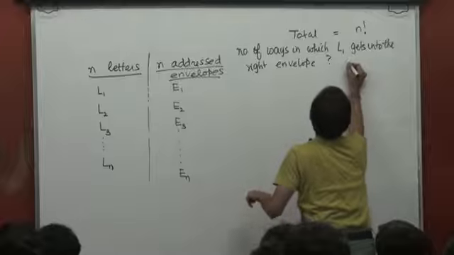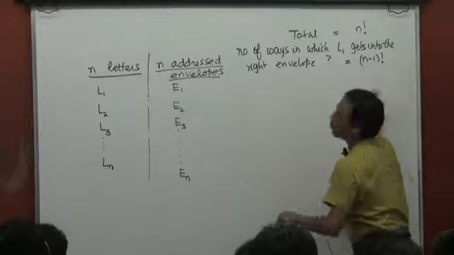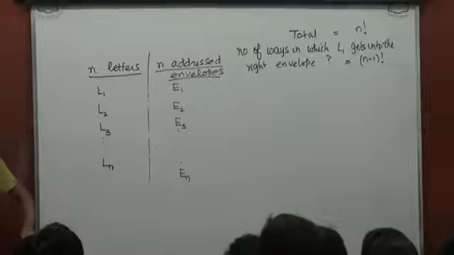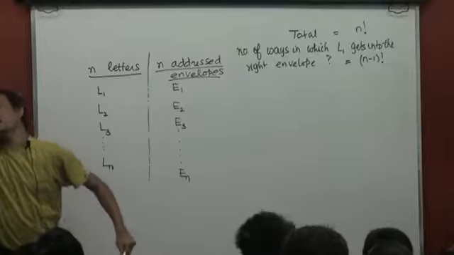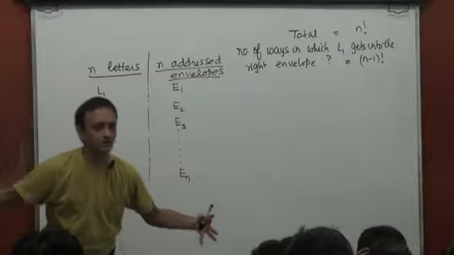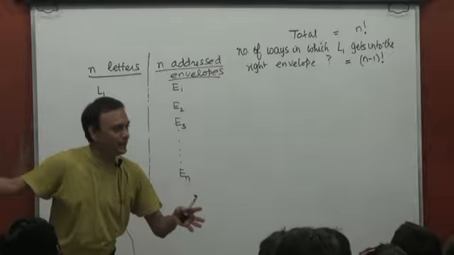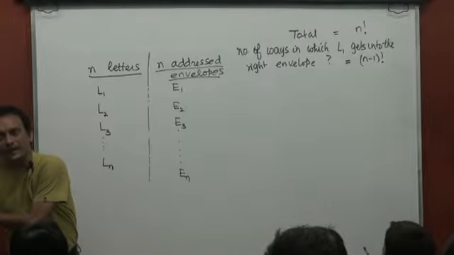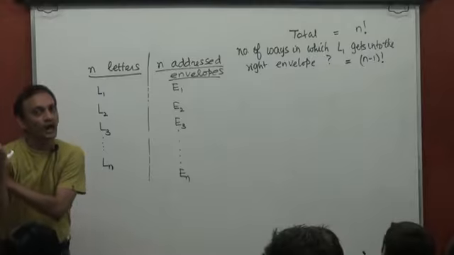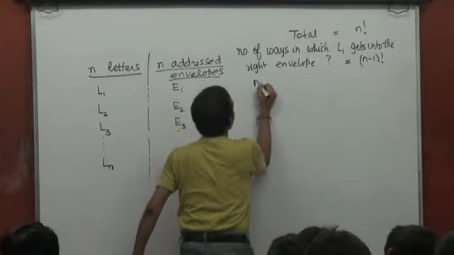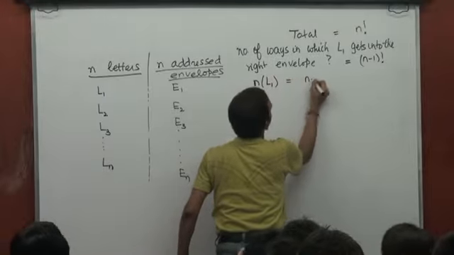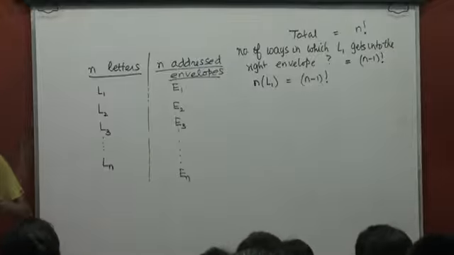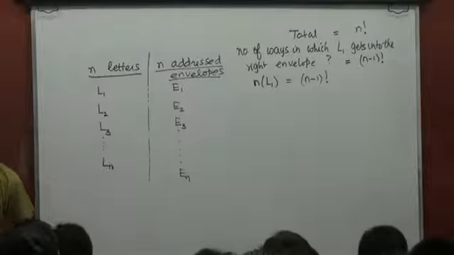So this is going to be n minus 1 factorial, yes or no? The number of ways in which L1 could be assigned the right envelope: assign L1 and then assign the remaining. That's the procedure to be adopted, right? Assign L1 in one way, assign the remaining n minus 1 in n minus 1 factorial ways in the n minus 1 remaining spots. Clear? So I call this n(L1) as n minus 1 factorial ways. The number of ways in which L1 gets into the right envelope is n minus 1 factorial ways, right?